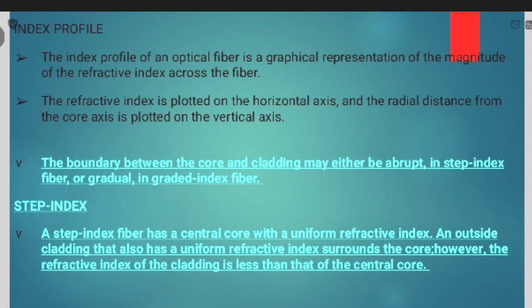The boundary between the core and cladding may either be abrupt in step index fiber or gradual in graded index fiber. These boundaries are taken into account between the core and the cladding in step index fiber as well as in graded index fiber. A step index fiber has a central core with a uniform refractive index, and the outside cladding also has a uniform refractive index surrounding the core. Both the core and the cladding should have a uniform refractive index. However, the refractive index of the cladding is less than that of the center core.